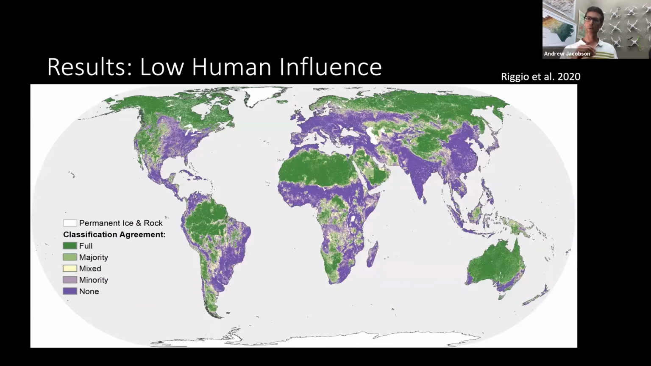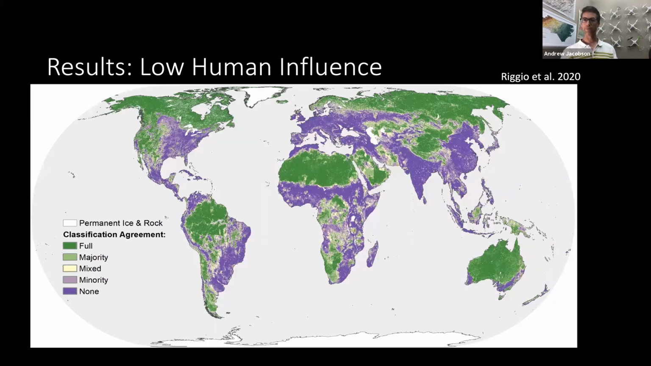But then we also wanted to compare these things spatially, right? So we overlaid each of these data sets on top of each other and drilled down through all 4 of the data sets to say, for this particular cell, did all 4 data sets agree that it had low human impact, or was there variation in those results? So that's what you're seeing here in this map. The classification agreement, full, which stands for these dark green areas, means that all 4 data sets agreed that this was an area that had low human influence or low human impact.